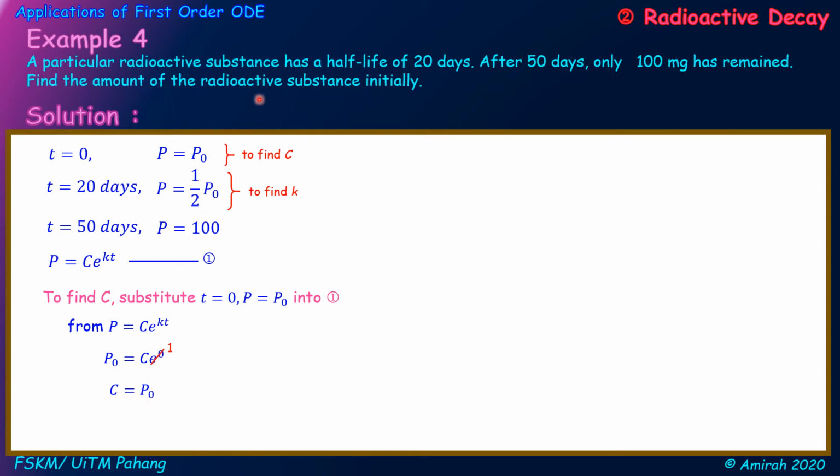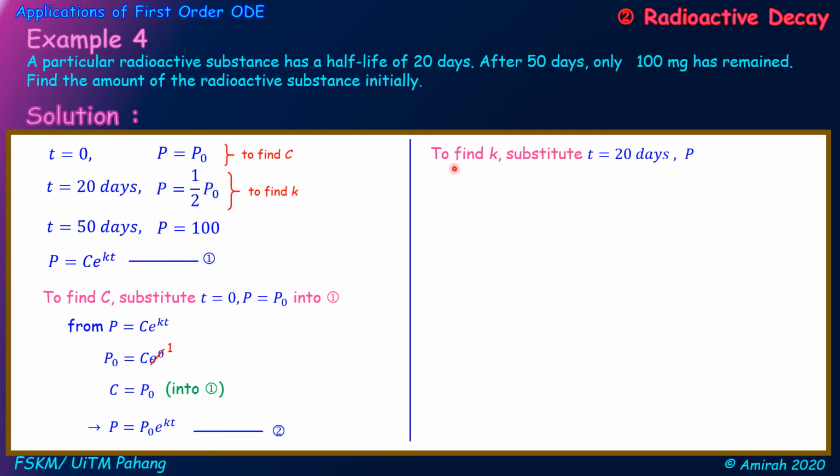So our C equals P naught, which is the initial radioactive substance. After that we substitute back into equation 1. We replace C by P naught, so P equals P naught e to the power of kt, and we name it equation 2.